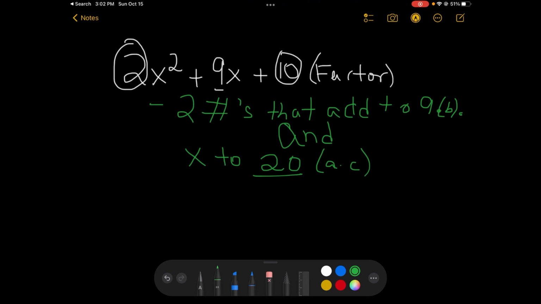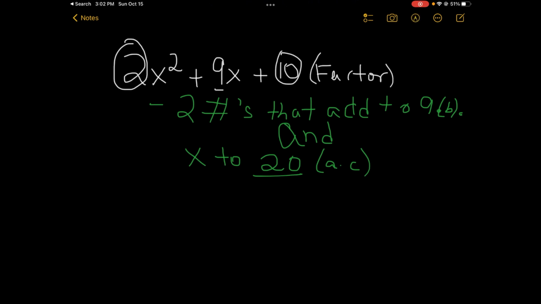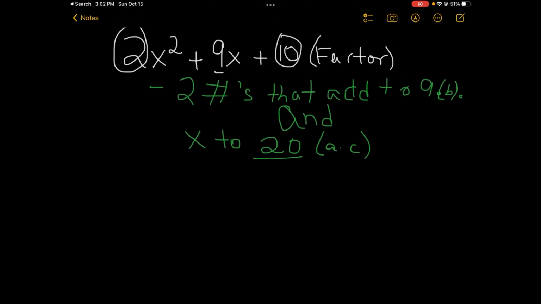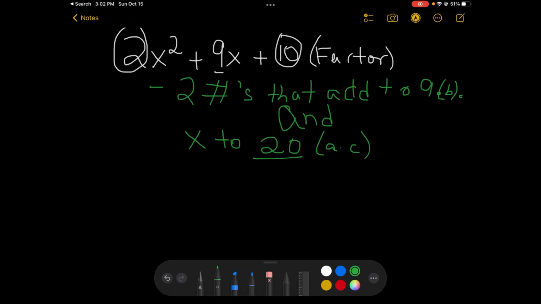Well, 20 is 1 times 20, 2 times 10, 4 times 5. 4 plus 5 is 9, and 4 times 5 is 20. So we can just use 4 and 5. So then we'd split the quadratic as follows.